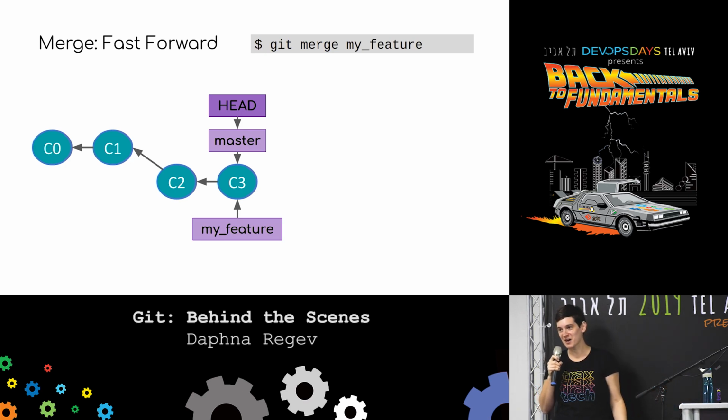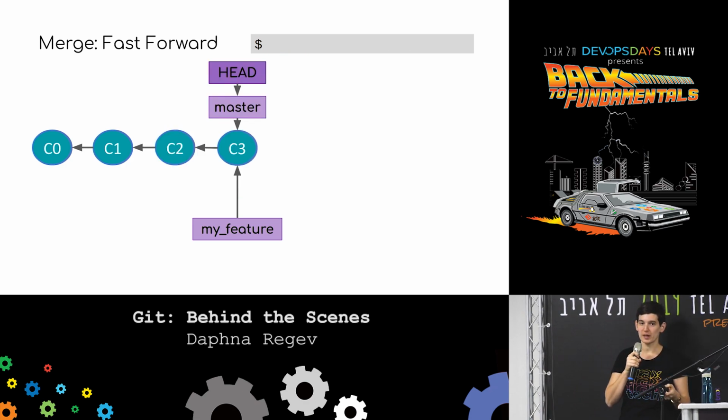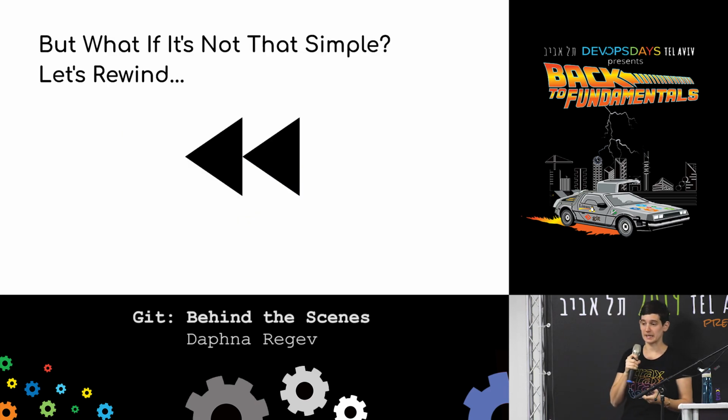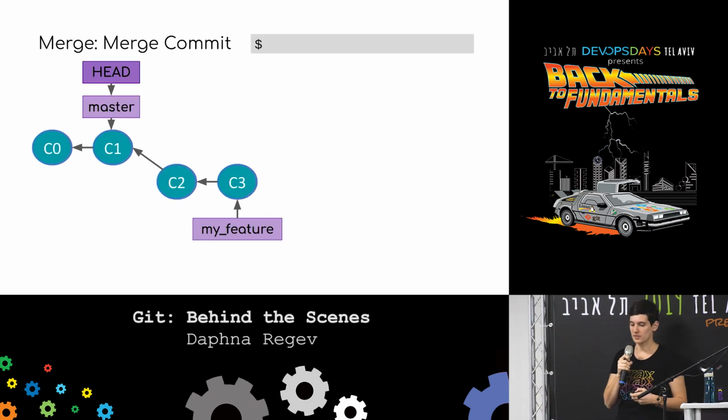And we can all go home now and be happy. And if we look at our history, we'll have this nice linear history, and there's really no way of knowing there was even a branch here at all. Okay, but sadly, life is usually not that simple, and it's not the regular case. So let's see what happens if it's not that simple.